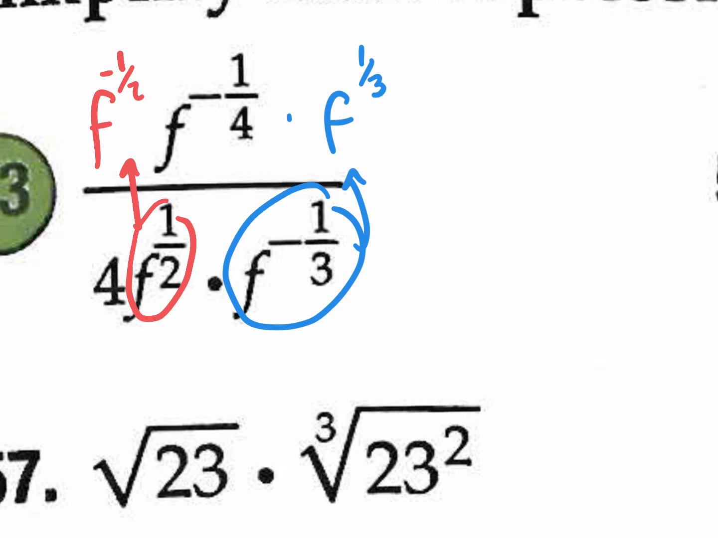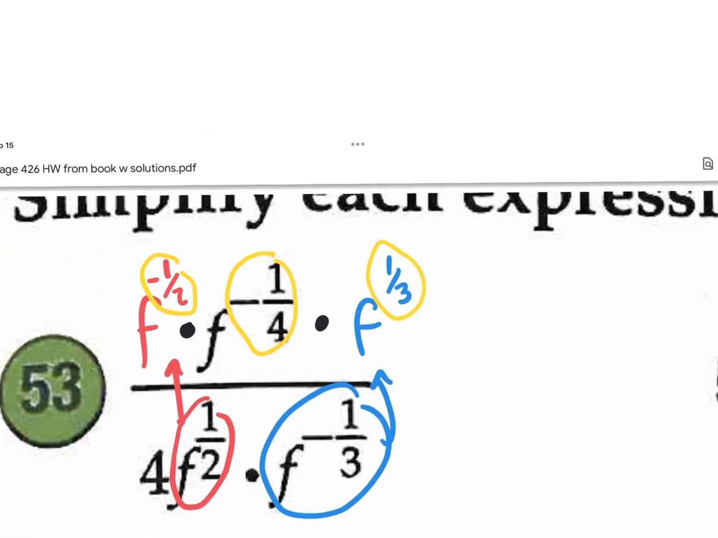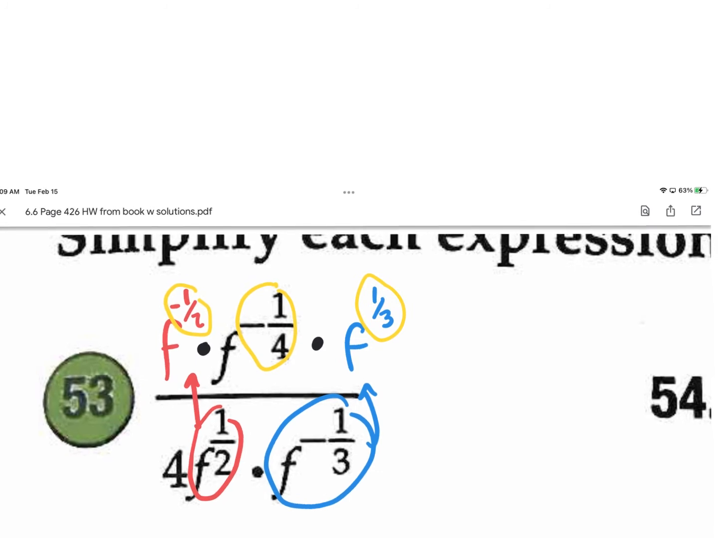So what we really have is f to the negative 1/2 times f to the negative 1/4 times f to the 1/3. And of course, when you're multiplying with the same base, right, you have to add those exponents. So what we're really doing is adding this exponent with this exponent with that exponent. So it just becomes an addition subtraction problem of fractions. So I'm going to do that up here.